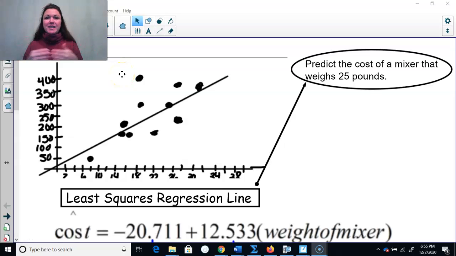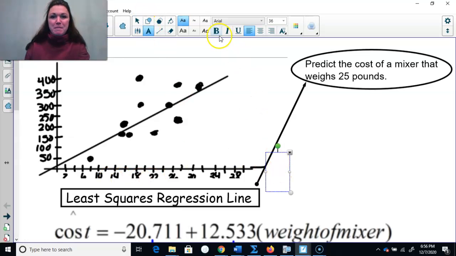Hey stats students, today our goal is that you understand what a residual is and what a residual plot is and why it's useful in statistics. So if you look at this little situation over here, on the x-axis, I have the weight of mixers.